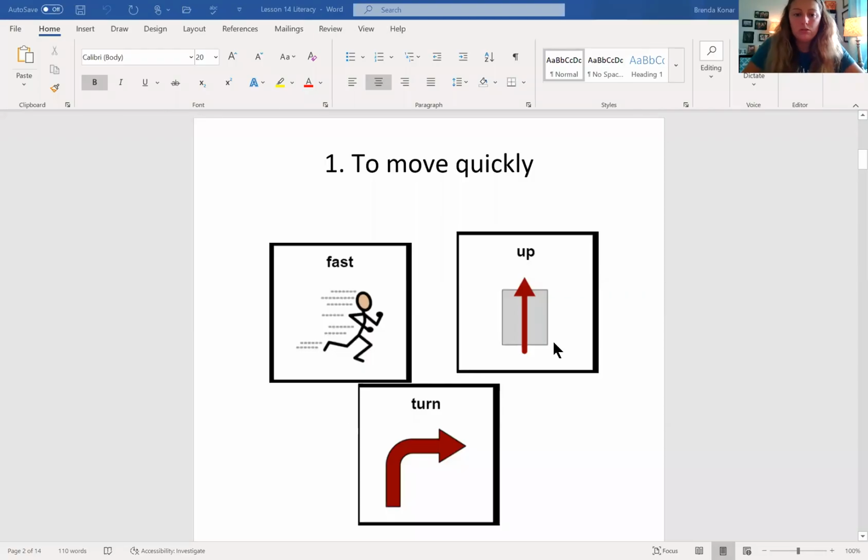Okay, time to stop sharing that screen and we will start our lesson. Okay, before we read our story, we're going to go over our vocab words. So none of these are new. These are all words that you all know and words that we've all talked about.